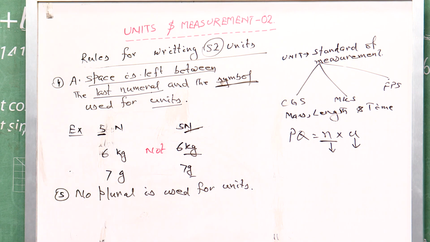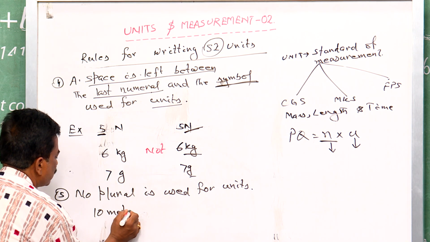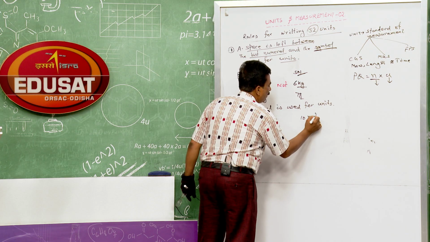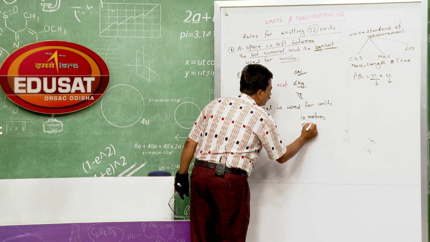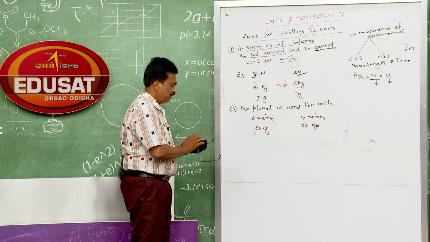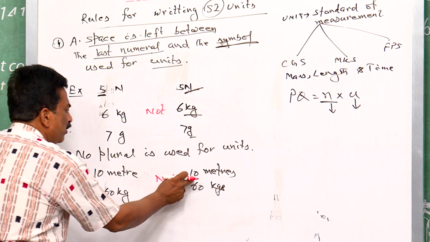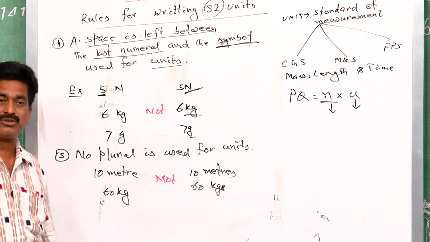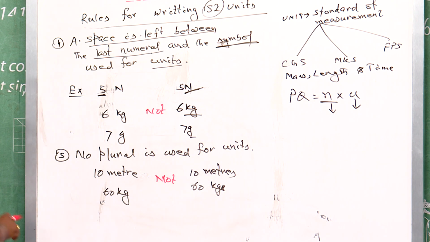No plural will be used for the unit. Suppose this is 10 meter, not 10 meters. Suppose 60 kg, but this is not 60 kgs. So, no plural is to be used. 10 meter means it will be 10 meter only, not meters. Though 10 is plural and grammatically in English it should take an s, in units this is the one point. So, these are the 4 points.